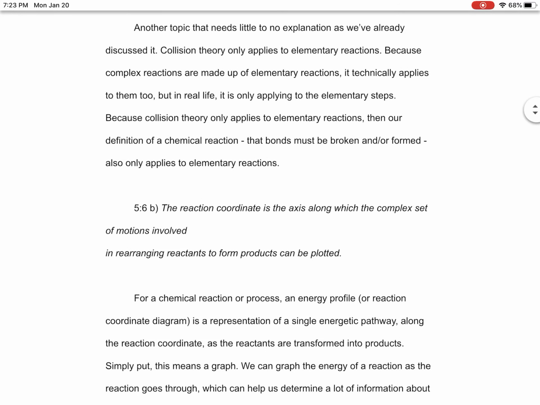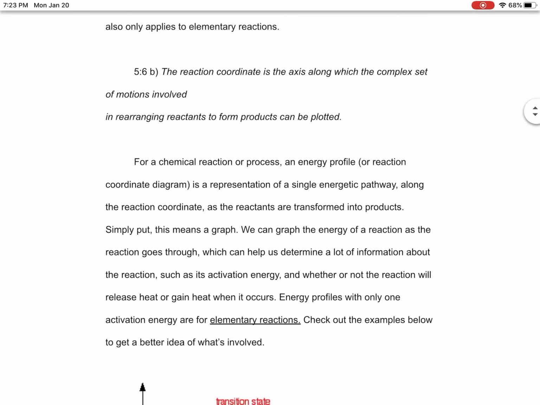So because collision theory only applies to elementary reactions, our definition of a chemical reaction, that bonds must be broken and or formed in order to have a chemical reaction, also only applies to elementary reactions, okay? So obviously, in a complex reaction, we are breaking and making bonds. But we are breaking and making bonds in the several elementary reactions that make up a complex reaction, okay?